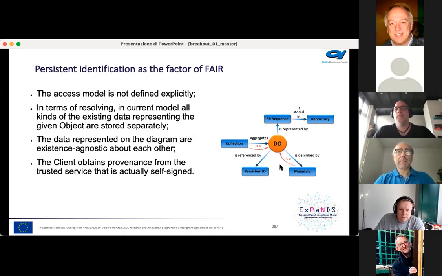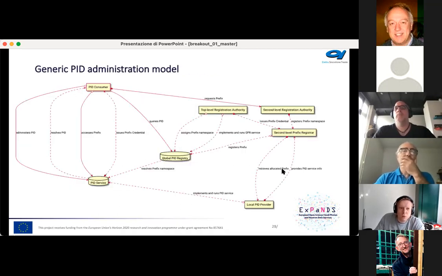Next slide, please. So here is the current model of the PID consumer and registrar relationship. We have authorities that register PIDs for every kind of data and metadata. Next slide, please.